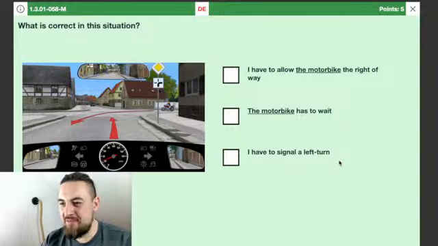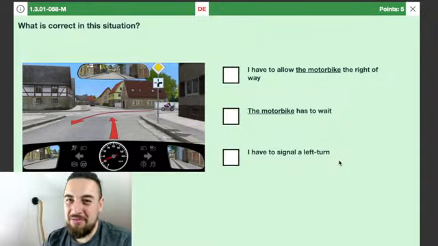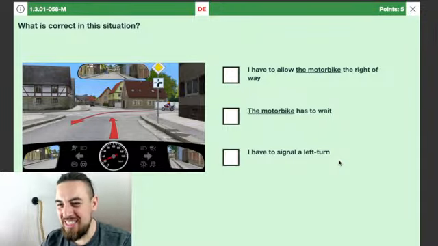I have to allow the motorbike the right of way. The motorbike has to wait. I have to signal a left turn. All right, nice, Arslan. Okay, good. Thank you for telling me. What is correct in this situation? I have to read it again.